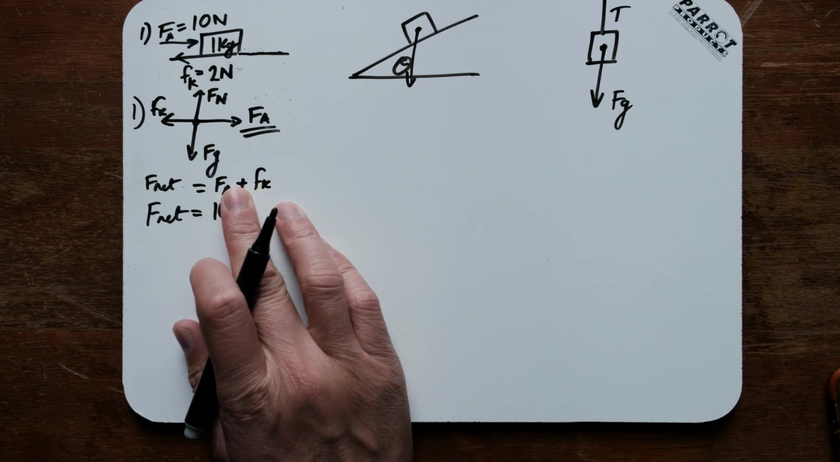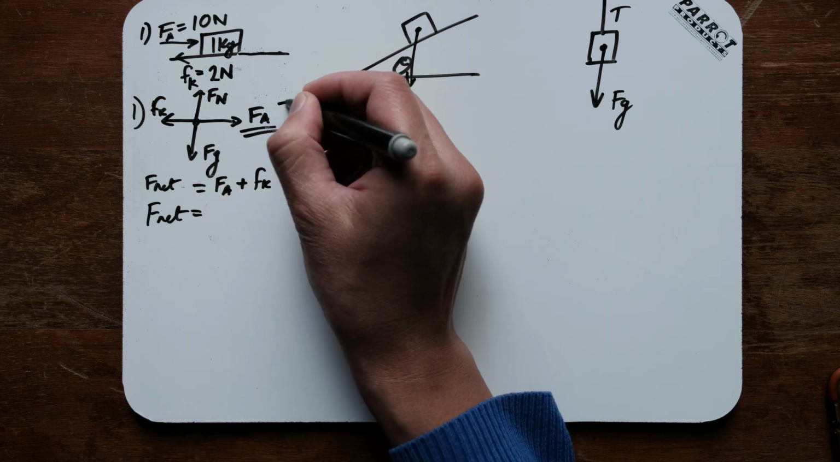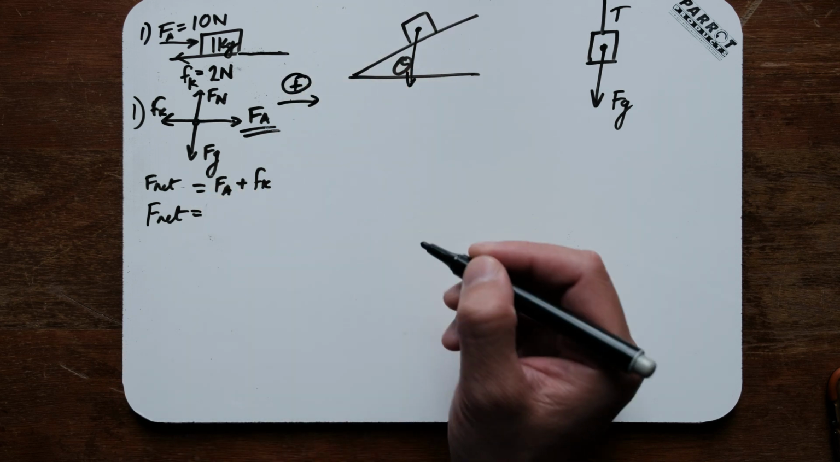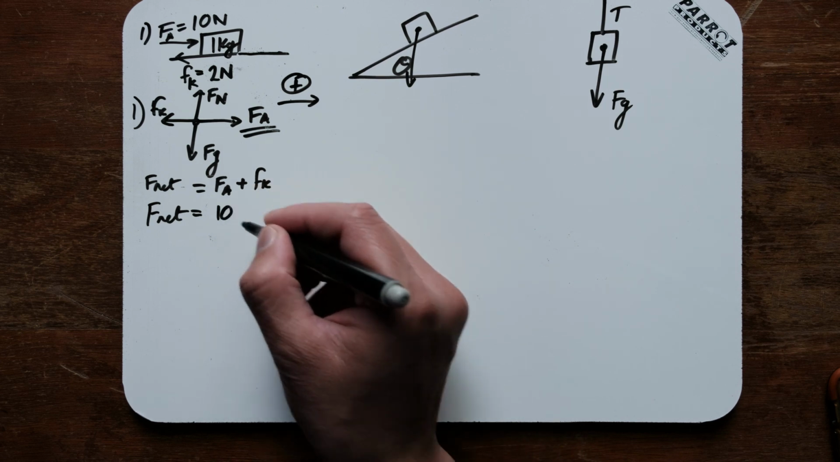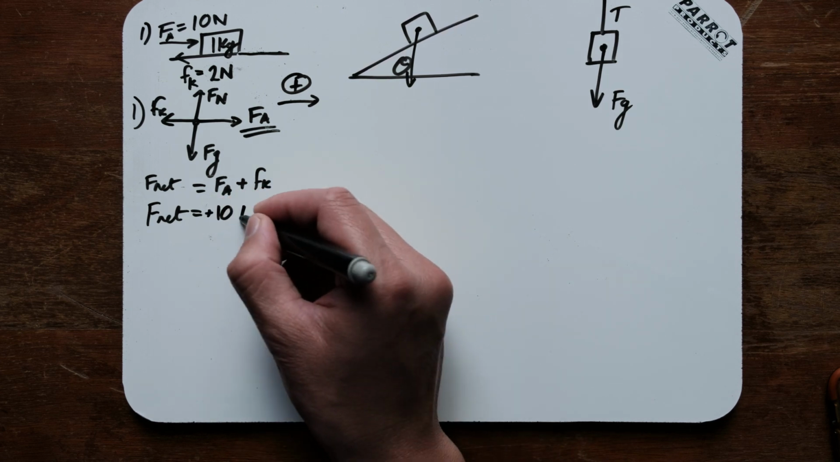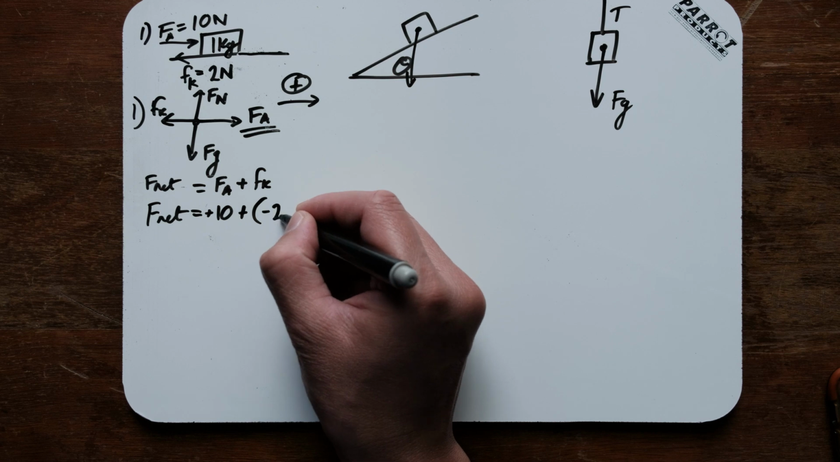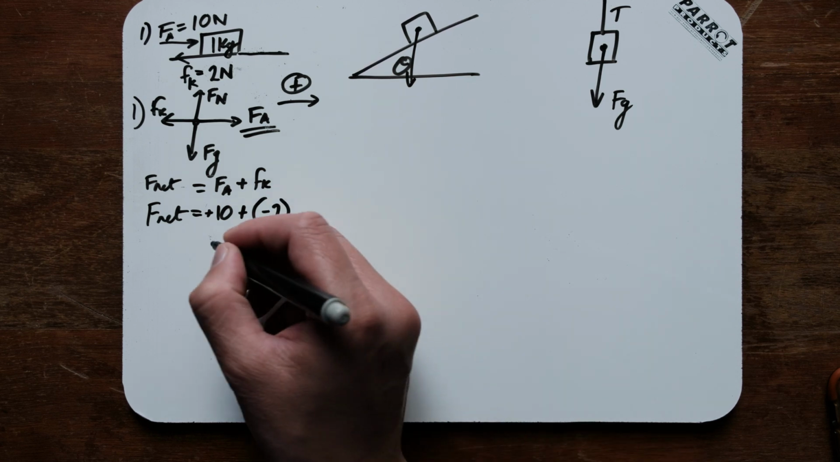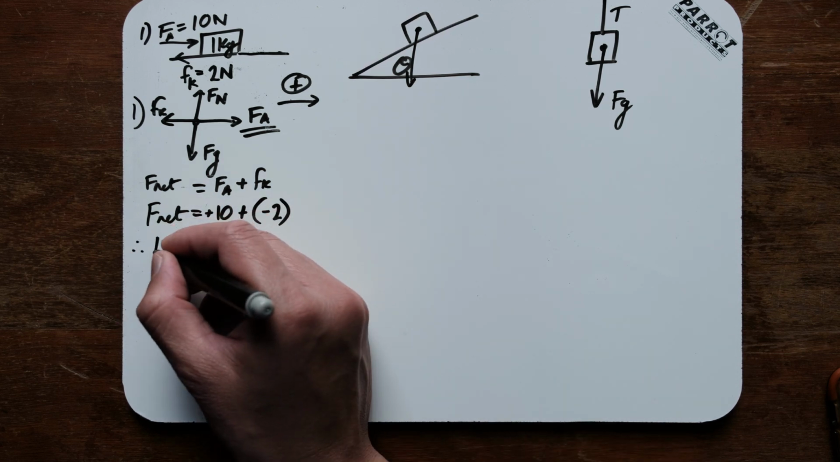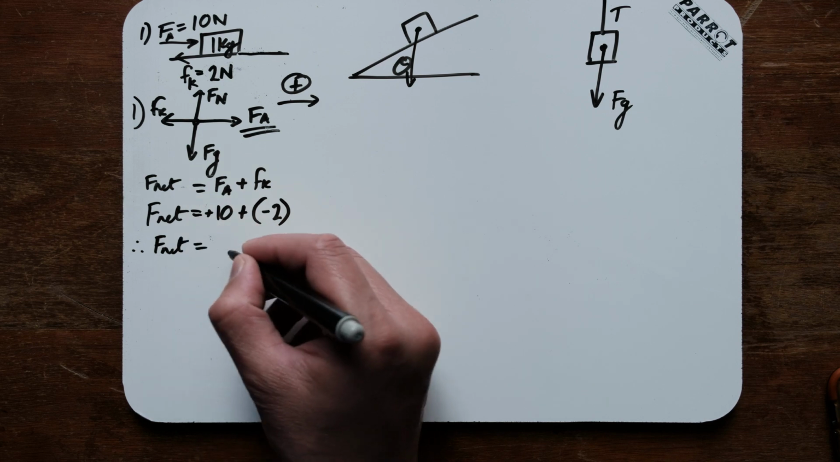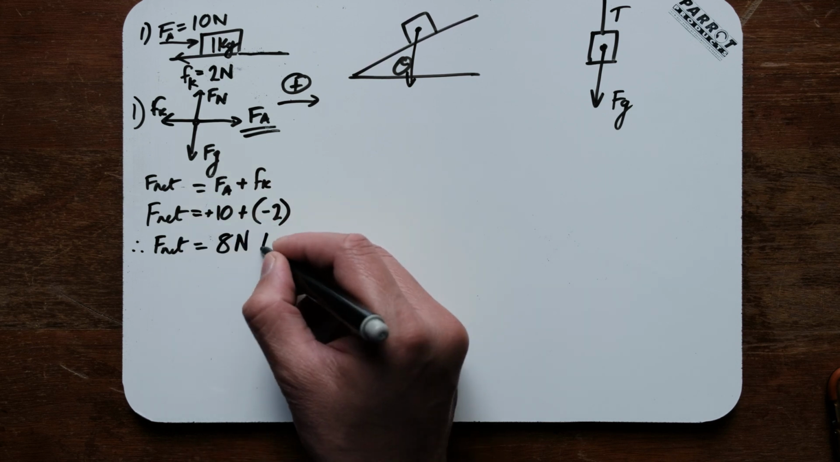But because, let's say, the direction of motion will be right, we'll take right as positive, so that's going to be positive, and we subtract anything acting in the opposite direction. So therefore, the net force is going to be 8 newtons right.